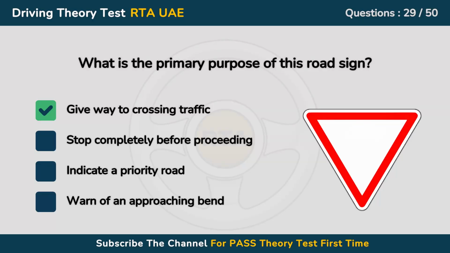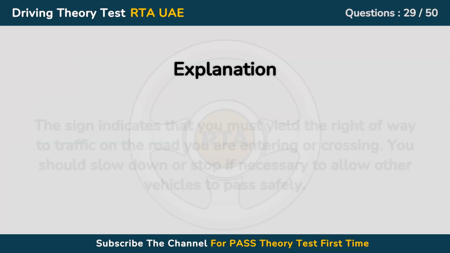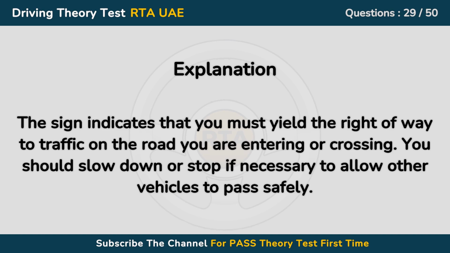Answer is A. Give way to crossing traffic. The sign indicates that you must yield the right of way to traffic on the road you are entering or crossing. You should slow down or stop, if necessary, to allow other vehicles to pass safely.